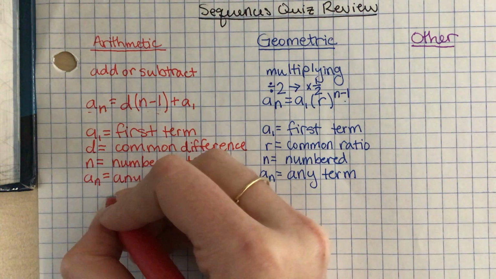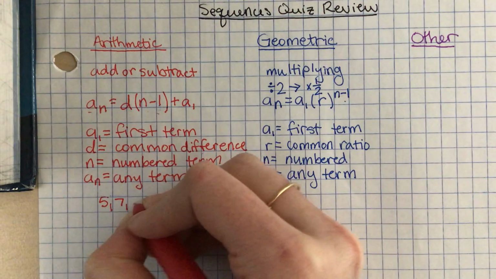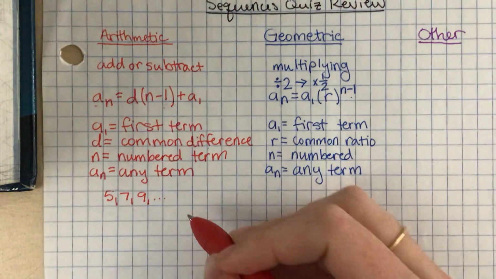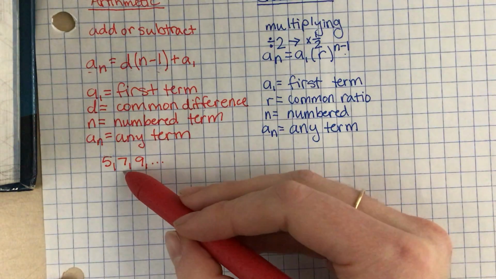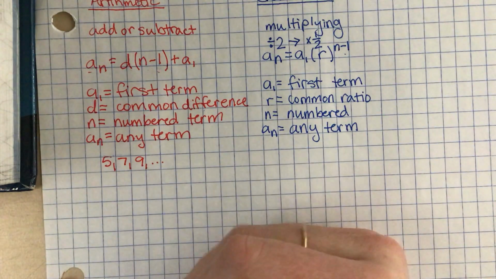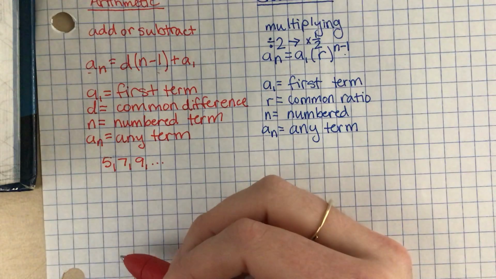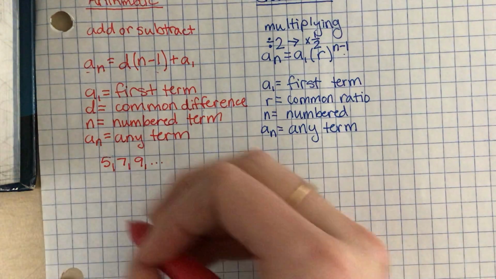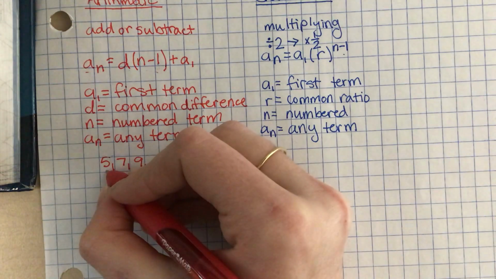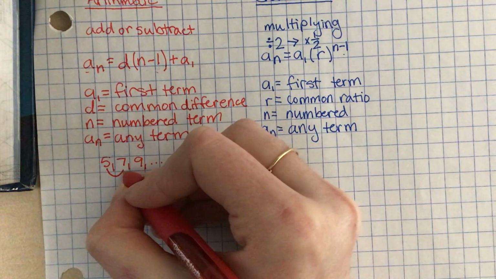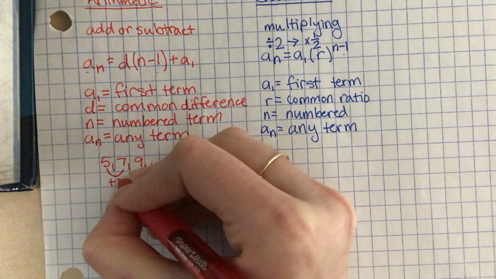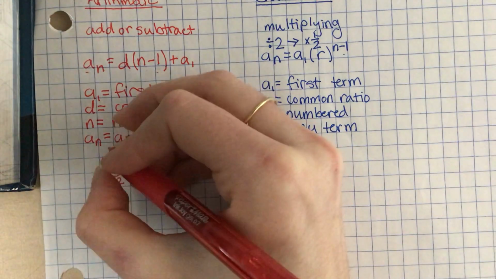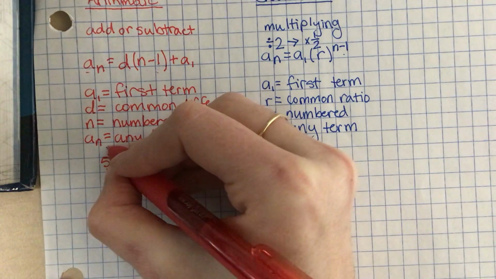So if I have the sequence 5, 7, 9, a couple of things I might ask you to do is to tell me the first term and the common difference, and list the next 3 terms. Now, we already know that this is arithmetic. I've set it up that way so you know. But if I didn't know, there are a couple of ways I could go from 5 to 7. I'm either adding 2 or I am multiplying by 7 over 5.